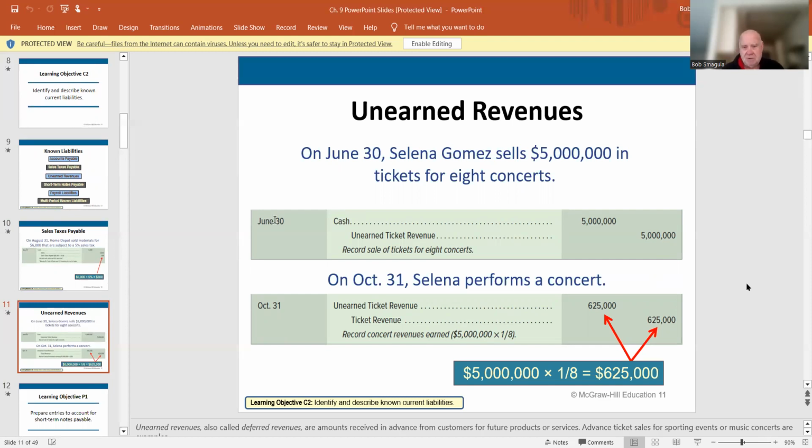So she got the money in June. October 31st, she performed a concert. How about that? And that concert we figured was 1/8 of the 8 concerts she promised. So at that point, we debit the unearned revenue, which is a liability, and we credit ticket revenue. We've been over this before. I'm pretty sure you're rather comfortable with it, but it doesn't hurt to hit it one more time here.